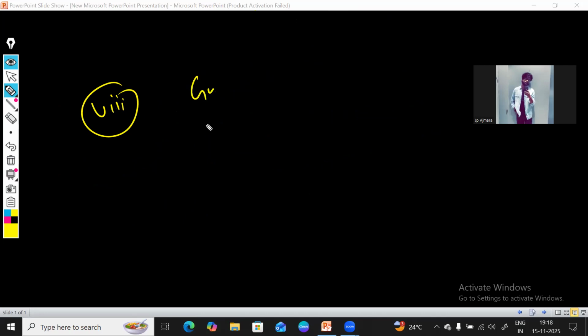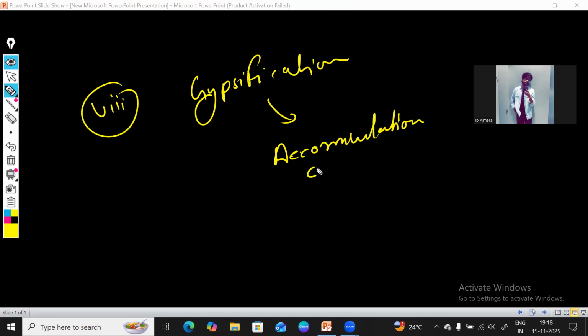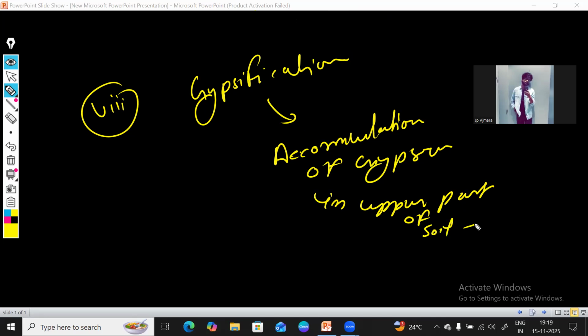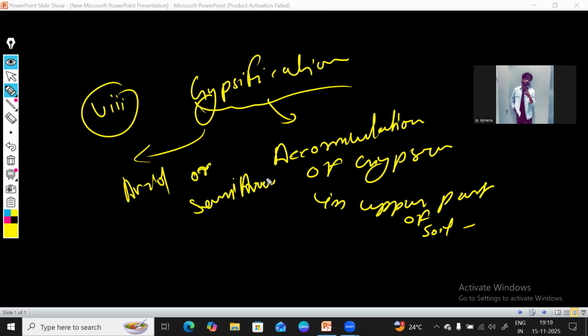This is gypsification. Simple, we can remember: accumulation of gypsum into the upper part of the soil profile is known as gypsification. The climate, we already know, is arid or semi-arid. In the case of accumulation, we know the climate goes toward arid or semi-arid. I hope it's clear to you.